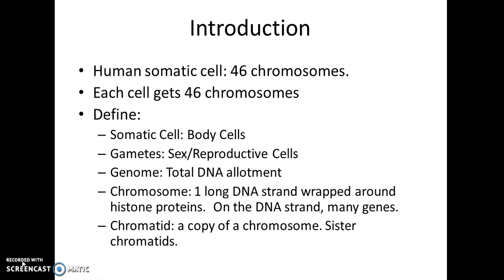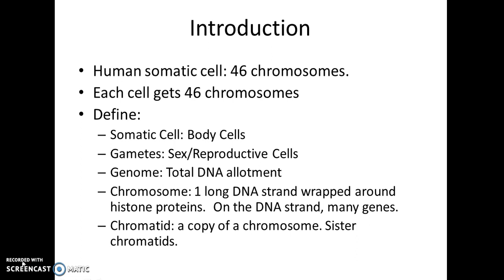So let's define some terms. First, a somatic cell is a body cell. Basically, it is any cell except for a gamete. A gamete is a sex or reproductive cell, and there are only two gametes, sperm or egg. The genome is the cell's total DNA allotment, and those are the 46 chromosomes. And a chromosome is one long strand of DNA which is wrapped around histone proteins. On the DNA, you have many different genes, or sections of DNA that code for proteins.